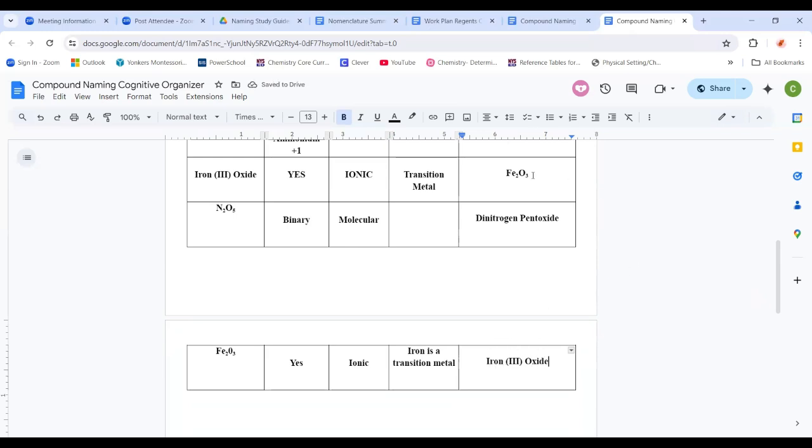Okay, that was just me modeling how you work your way through this. Check out some of the other videos if you need more help on charge balancing or telling if a compound is molecular or not.